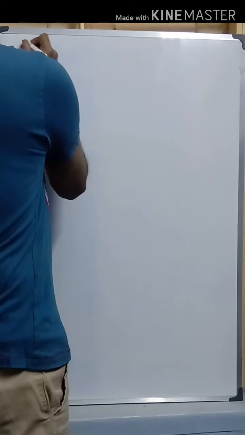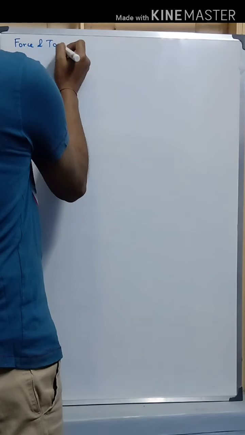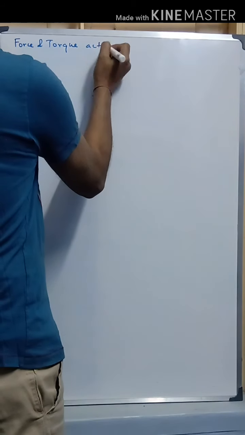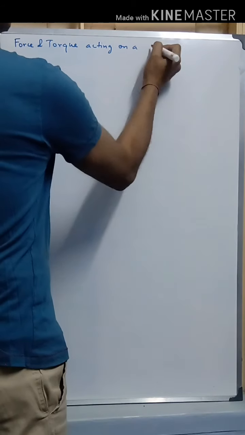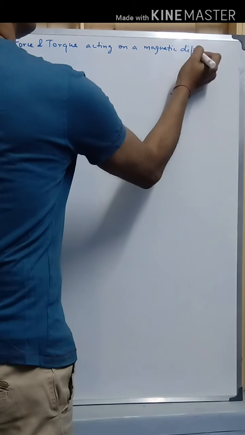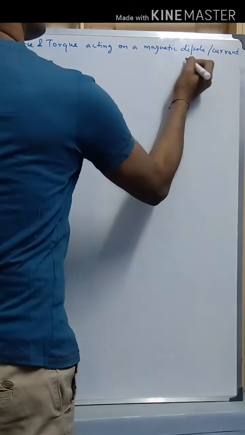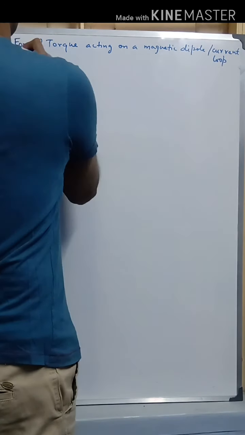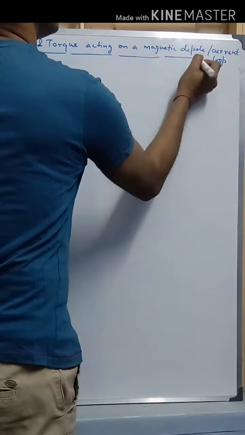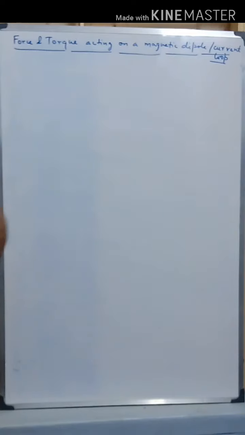So let us try to find the force and torque acting on a magnetic dipole, or an oblique current loop. They are equivalent. A magnetic dipole is equivalent to a current carrying loop. So let us try to evaluate that.